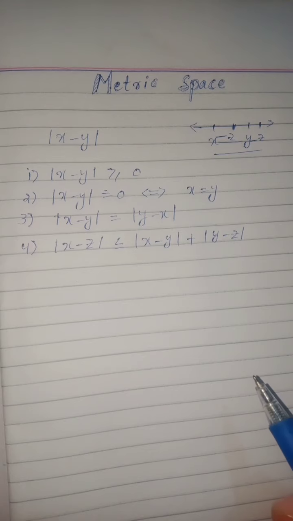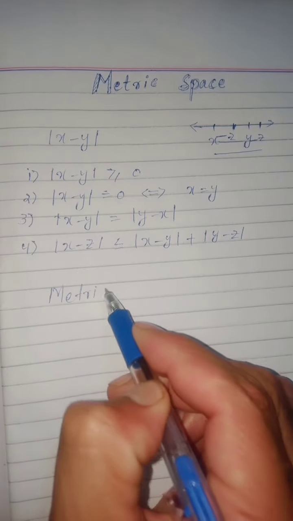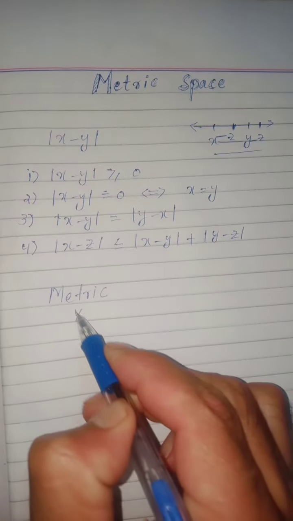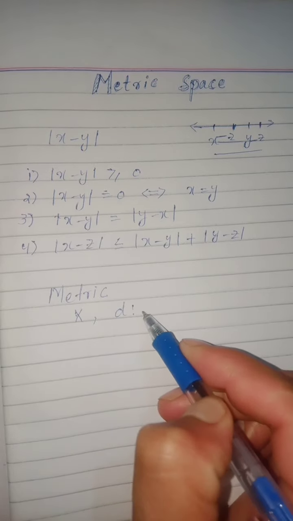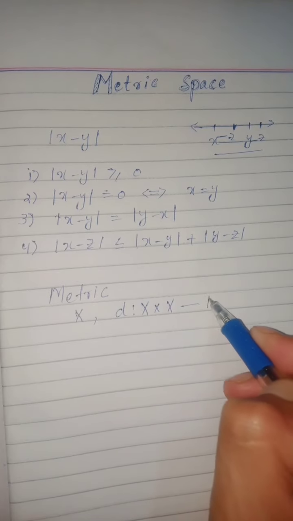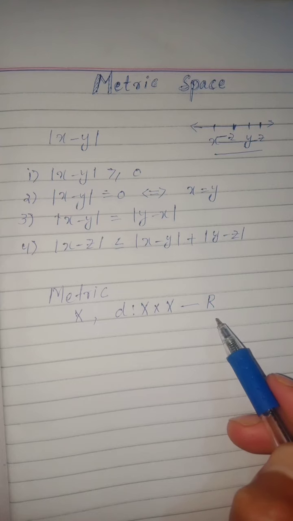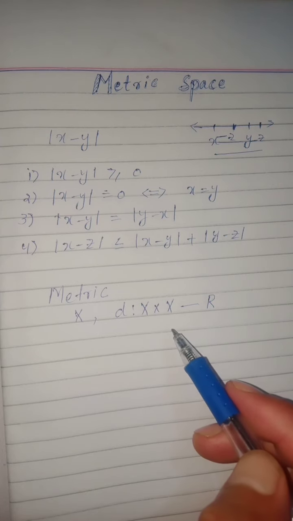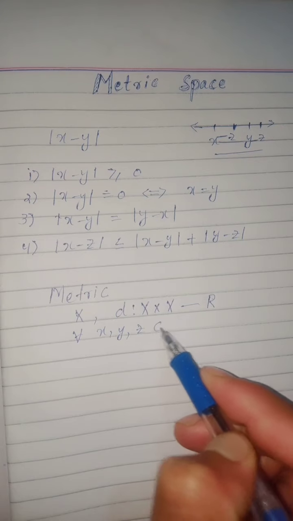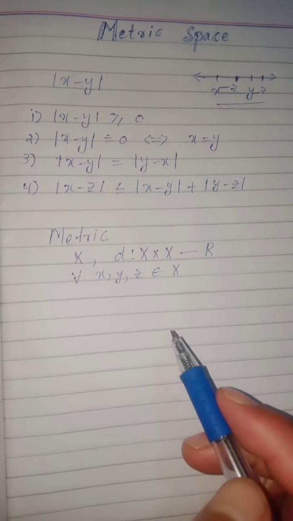Now we move to the definition of metric. If we have a non-empty set X and d is a function which is defined from X cross X to R, this function d from X cross X to R is called a metric if for all x, y, z belonging to capital X, the following properties are satisfied.